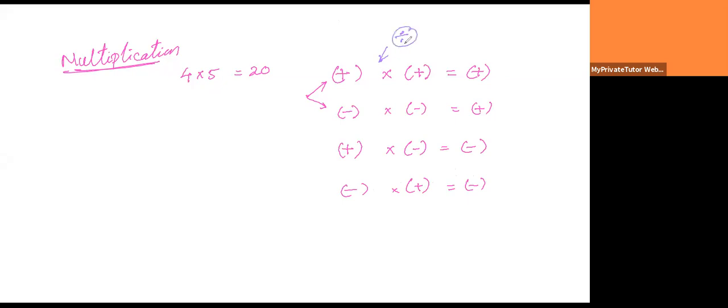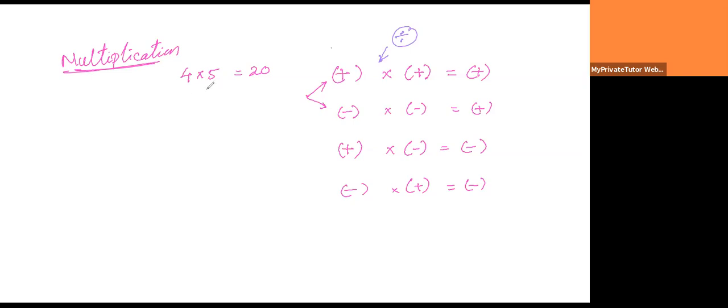So whenever we are multiplying or dividing numbers, we just need to check the signs of the numbers. If both have the same sign, both positive or both negative, the answer is positive. If one is negative and one is positive, then the answer is negative. Okay, let's try some questions on this.